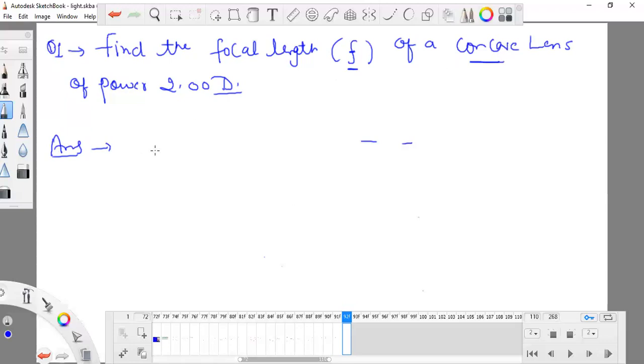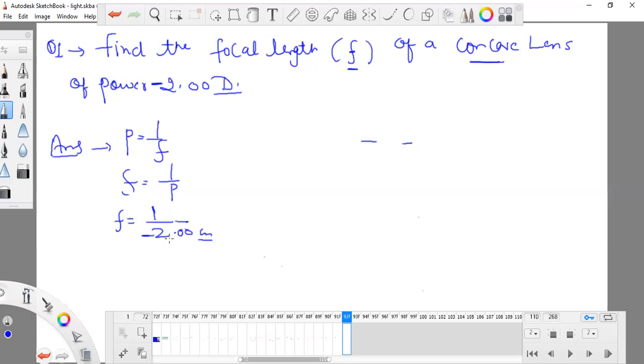So I have to find out F. So this is my formula and I'm writing this, because I have to find out the focal length. Just put the values. What is the value of P? That is 2.00, and it is not given to me as minus or plus here. I know that the power of concave lenses will be negative and the focal length of this concave lens will be negative. So I know this. So I will write minus 2.00 in front of this.